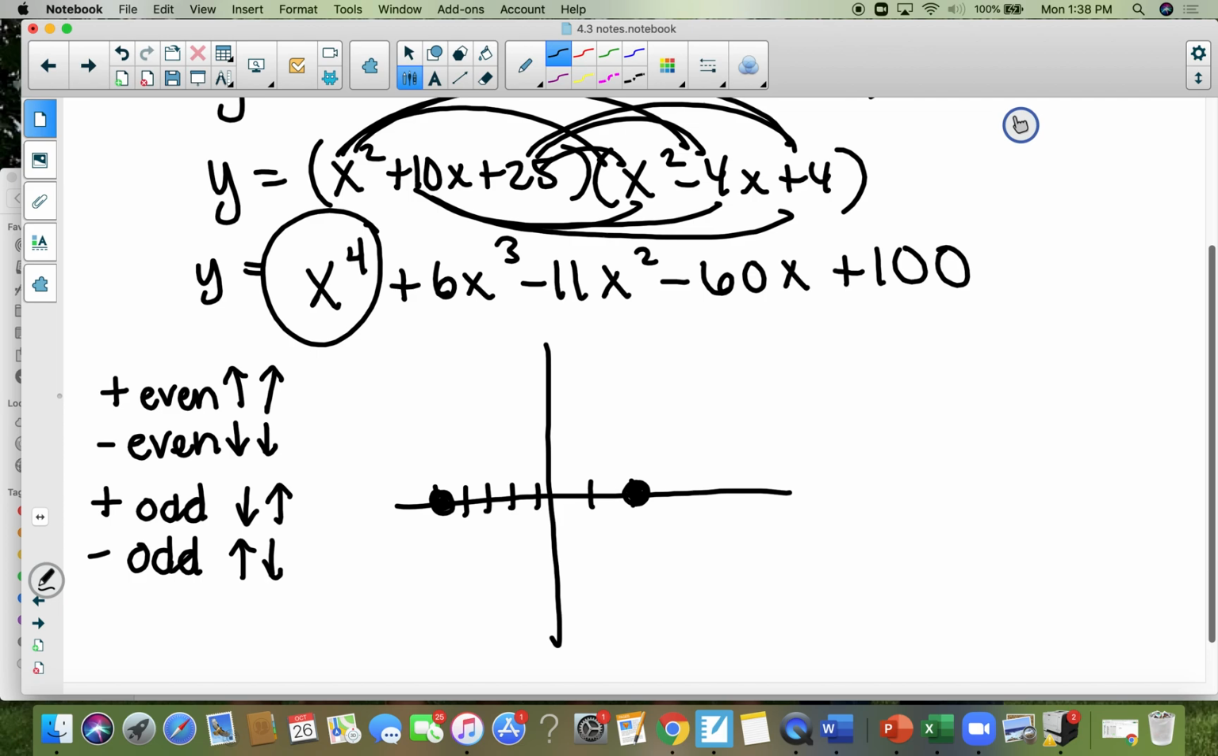So in this problem, it's even and it's positive, so they're both going to face up. And since there are 2 of them, they're going to bounce off, and since there's 2 of them, they're going to bounce off.